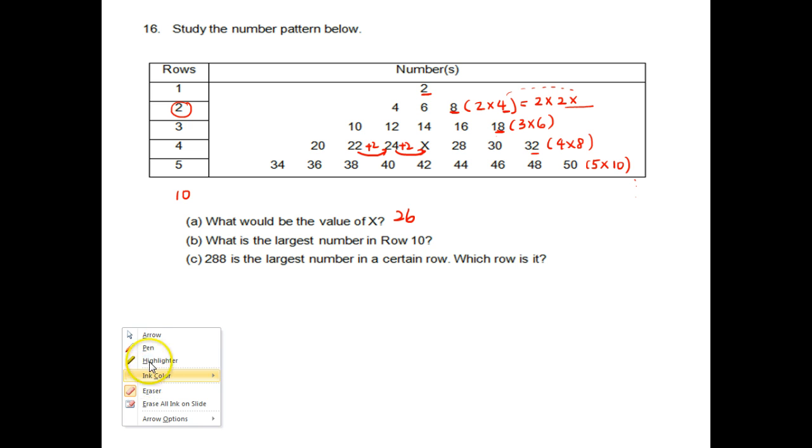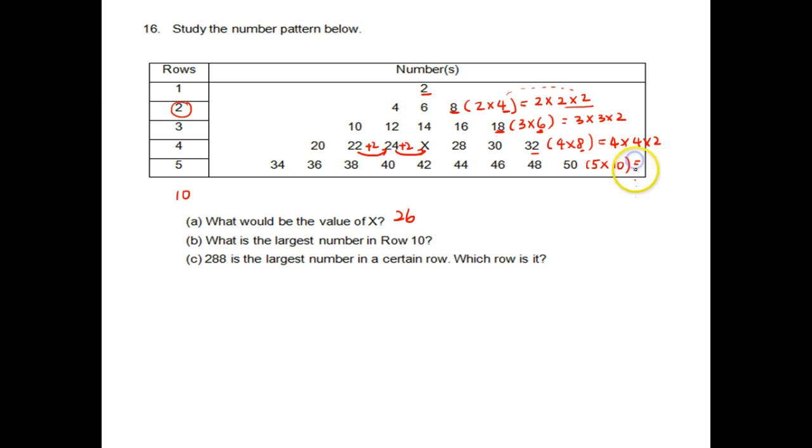4 is 2 times 2. How about 6? So 3 times 3 times 2. 8 will be 4 times 4 times 2. 5 will be 5 times 5 times 2. Row 10, can you guess? Yes, it's 10 times 10 times 2.